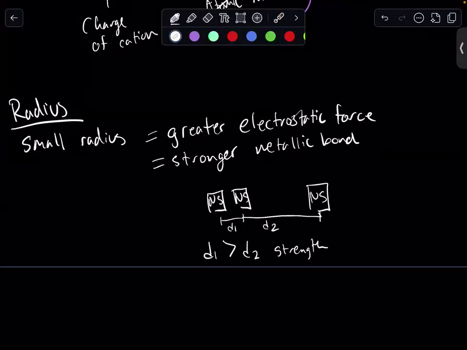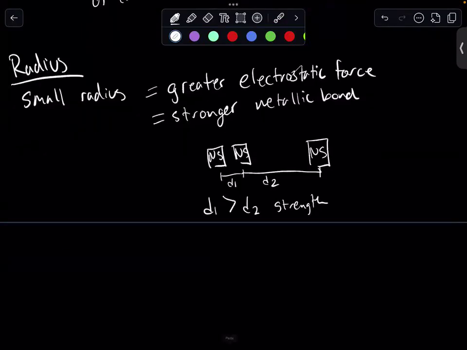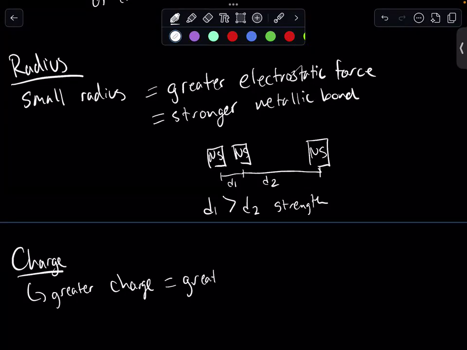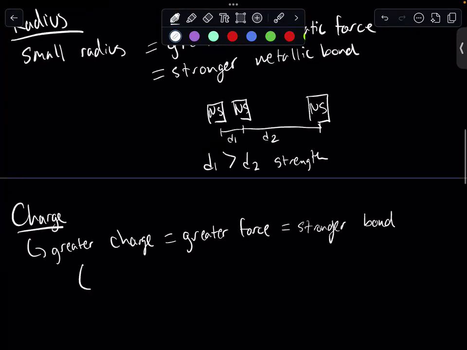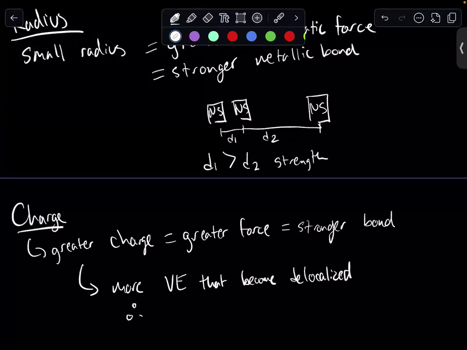Furthermore, that means we can have more things in a tight space, and that'll come together with electron density when we move on to charge. The thing about charge is we know that a greater charge equals a greater force, which also means a stronger bond. But the other thing about a greater charge is it also means more valence electrons, specifically more valence electrons that become delocalized.